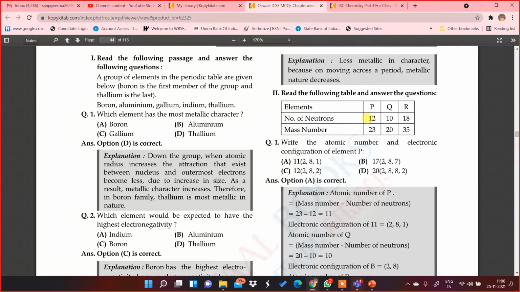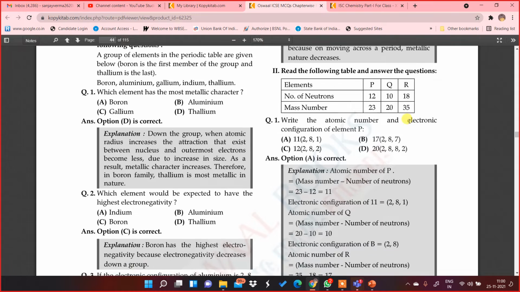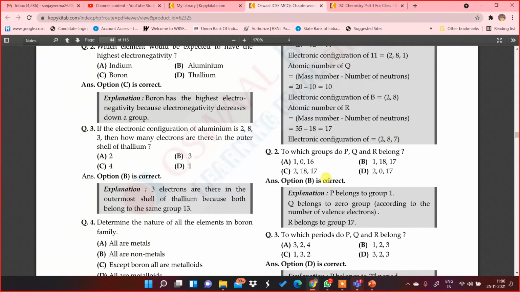P's electronic configuration is 2, 8, 1. Q is 2, 8, group 0. This is group 1, group 0, and over here 2, 8, 7, group 17. Just a second over here. Group 1 is correct. Group 18 is correct. 17. So the answer option is B.